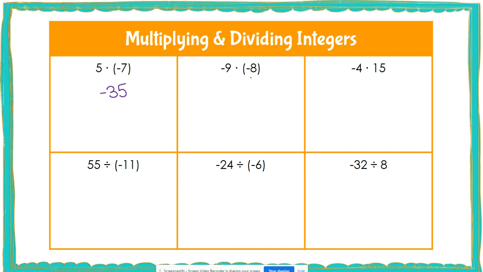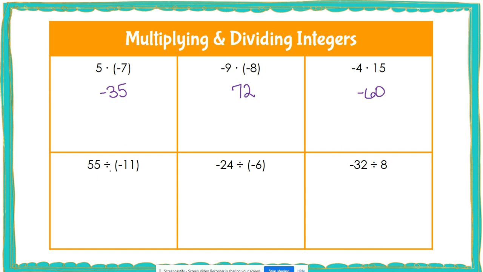Negative 9 times negative 8. I'm just going to multiply their absolute values, so 9 times 8 gives me 72. Because 9 and 8 are both negative, they have the same sign, that means that my answer is going to be positive. So negative 9 times negative 8 is positive 72. Negative 4 times positive 15. I'm going to multiply their absolute values, so 4 times 15 gives me 60. And then I notice that I have different signs, a negative here and a positive here. Since I'm multiplying with different signs, my product is going to be negative, so my answer is negative 60.